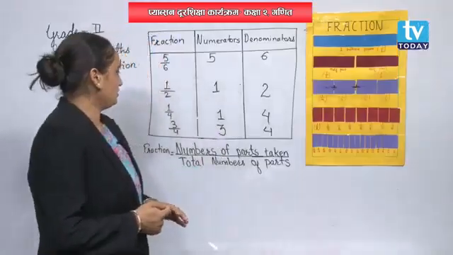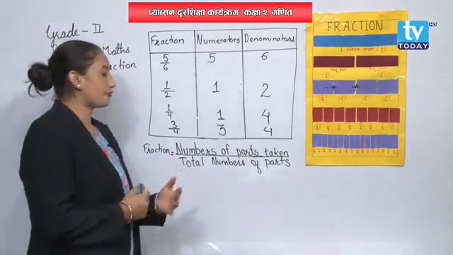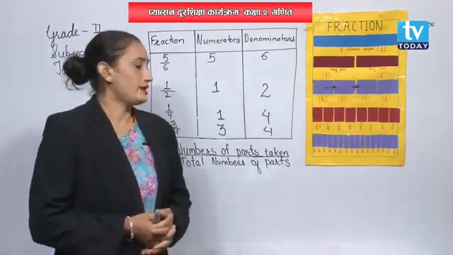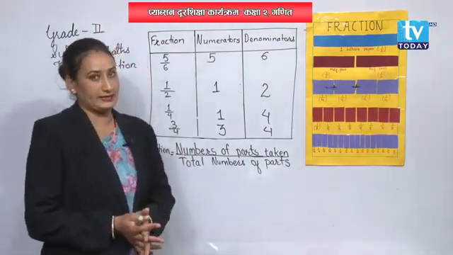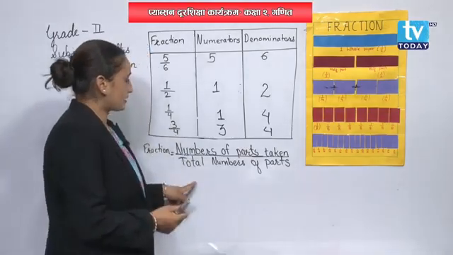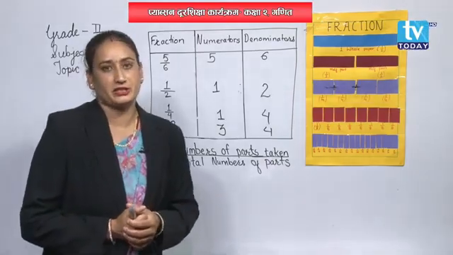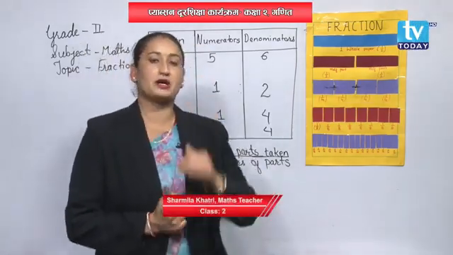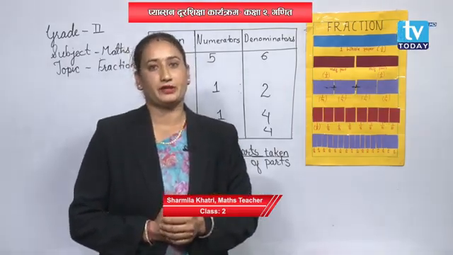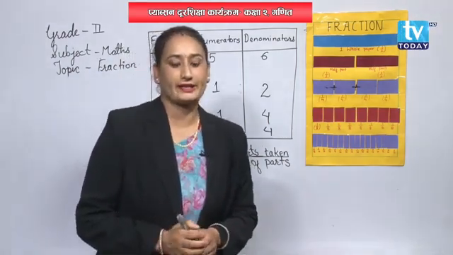Now, if you understand this one, can you note down in your notebook about fraction? Once again, fraction means the number of parts taken, which we call the numerator, and the total number of parts, which we call the denominator. Numerator means the top number, denominator means the bottom number. Okay. Now I have the next question for you all. So be ready for the next question.